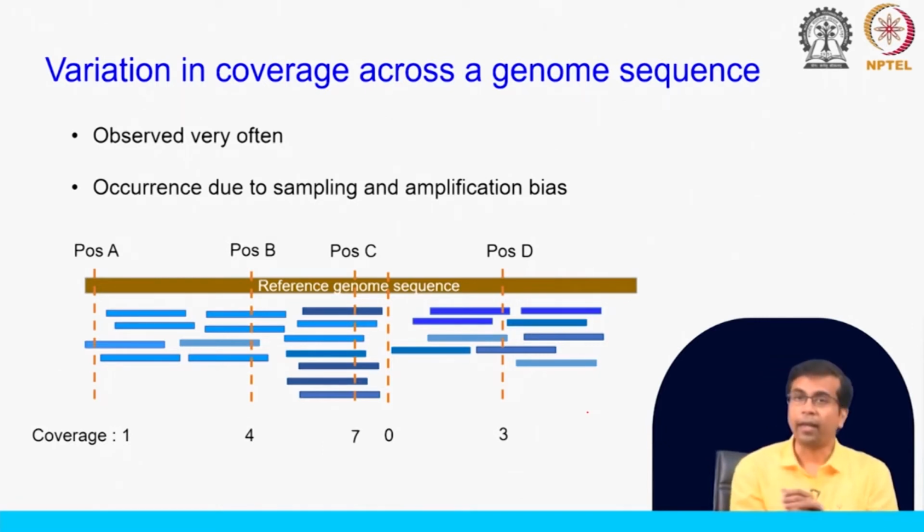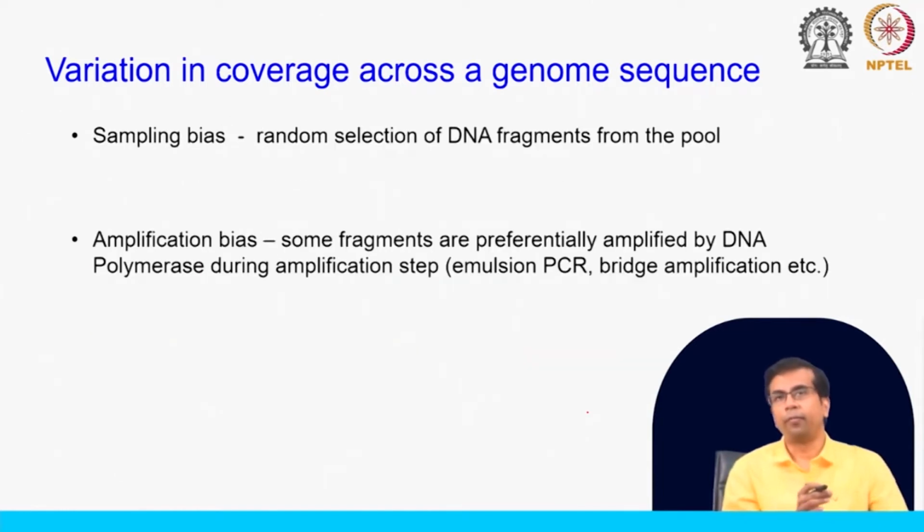So, it can happen, some positions you have seen these examples, 1, 4, 7, and in some cases it might be 0, some positions there might not be any read mapped at all. And then again the coverage could fluctuate between 1, 5, 7, etc. Again this is something you need to be aware of. Now, what is sampling bias?